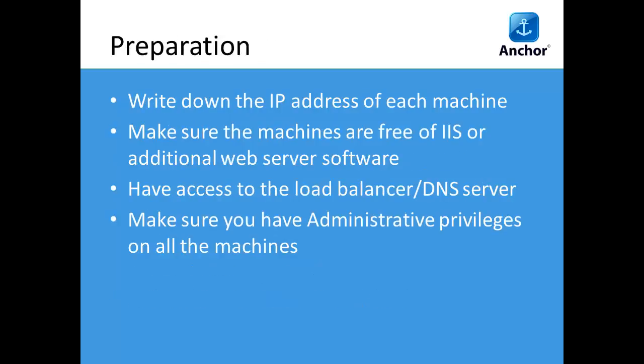To prepare for this installation, make sure to write down the IP address of each machine. Make sure that the machines are free of IIS or any additional web server software that might conflict with ports 443, 80, or 510, which are all used by Anchor. Make sure you have access to the load balancer or DNS server you plan on using on the front end, and also make sure you have administrative privileges on all of the machines.